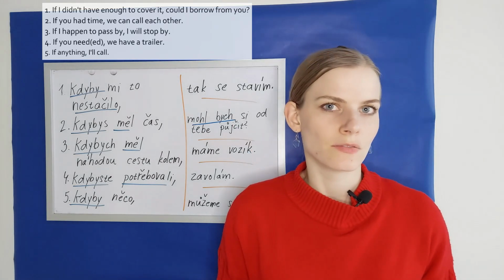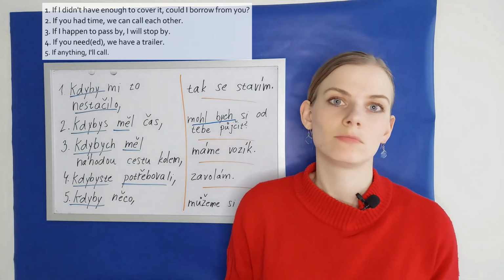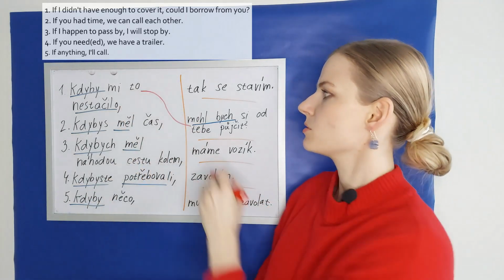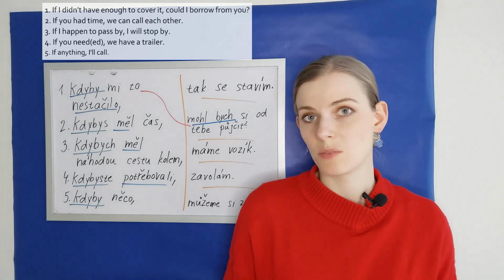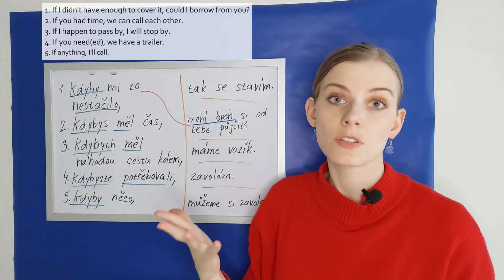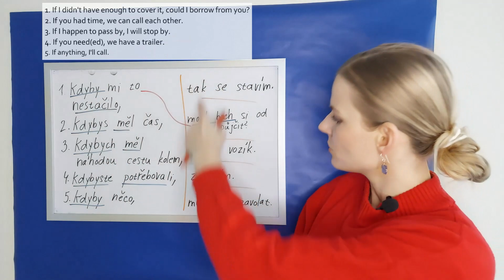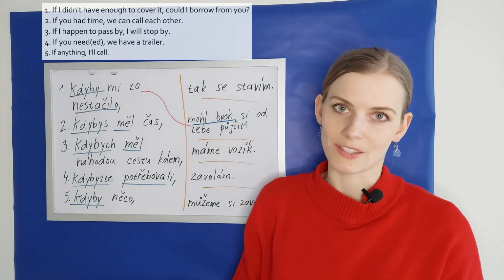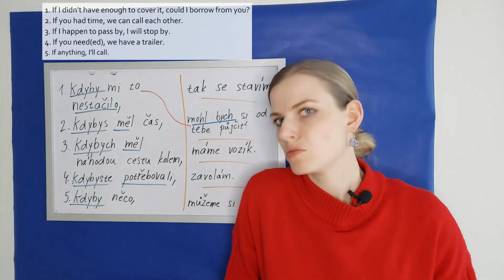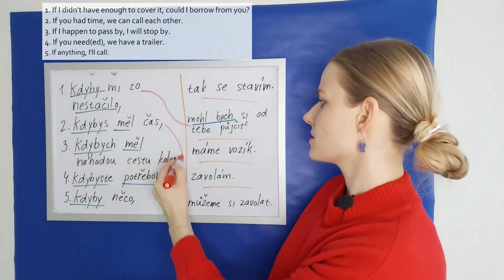If it wasn't enough, if I was short of money, could I borrow from you? And this is the right combination. Kdyby mi to nestačilo, mohl bych si od tebe půjčit? If it was not sufficient for me. Of course, if we didn't have the English translations, then we would have other combinations. And it would still make sense. You're asking your friend, if you had time, we can call each other. Kdybys měl čas, můžeme si zavolat.